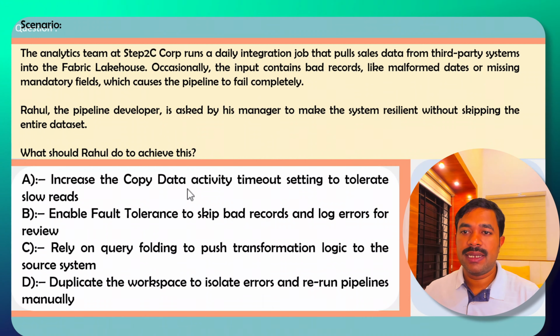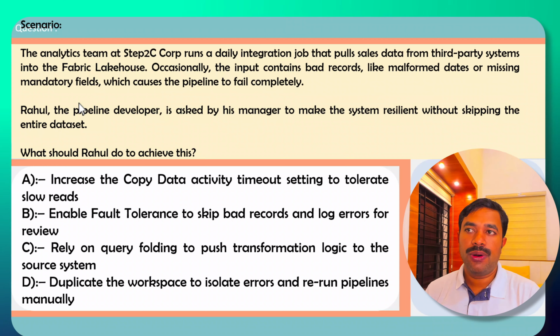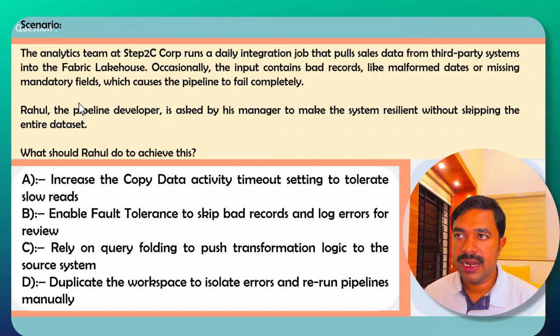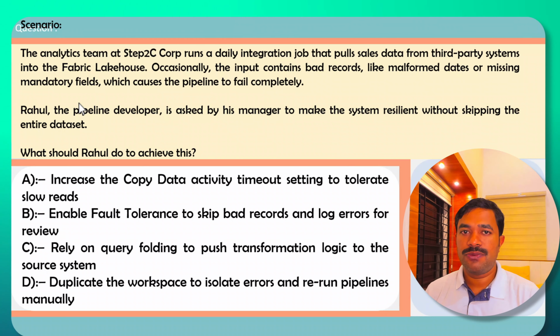Now this question is asking us to fix some issues or enable fault tolerance. So the question is, the analytics team at Step 2C Corp runs a daily integration job that pulls sales data from a third-party system into Fabric Lakehouse. Occasionally the input contains bad records like malformed dates or missing mandatory fields, which cause the pipeline to fail completely. Rahul, the pipeline developer, is asked by his manager to make the system resilient without skipping the entire dataset. So what should you do to fix this kind of issue?